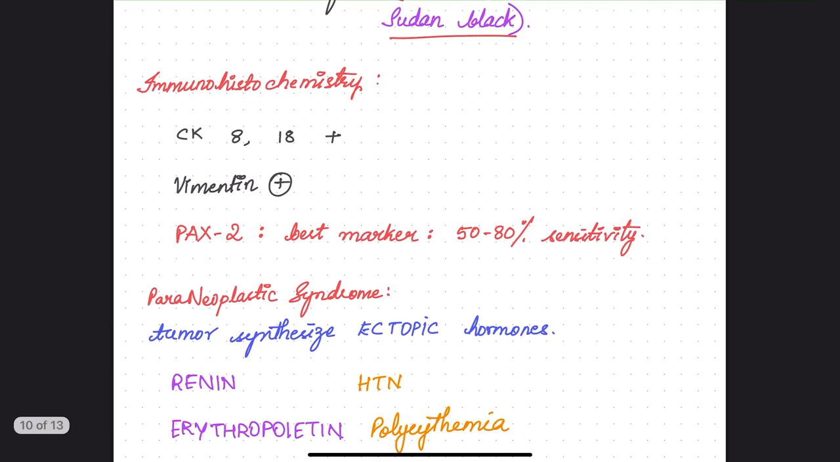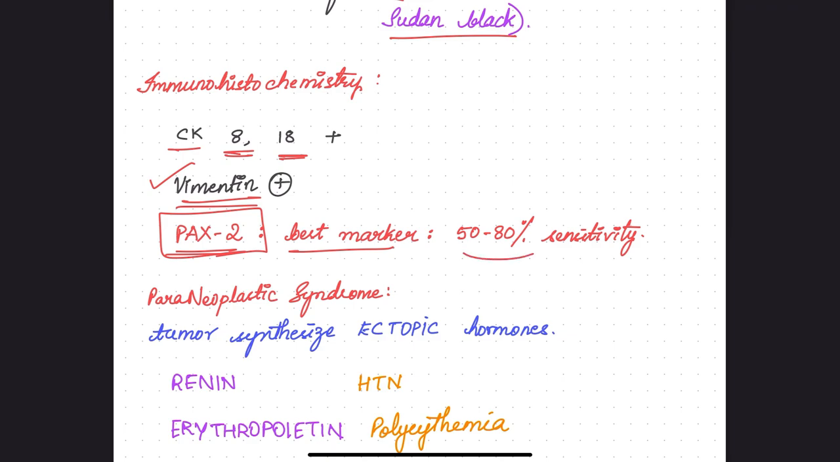Coming to the immunohistochemistry, all cytokeratins are positive, particularly cytokeratin 8 and 18. They are positive for vimentin. They are positive for many other markers like CD10, CD11 and PAX8, PAX2. PAX2 is of great importance because PAX2 is the best marker. It has 50 to 80% sensitivity. Hence, this is the best marker among all the IHC markers.